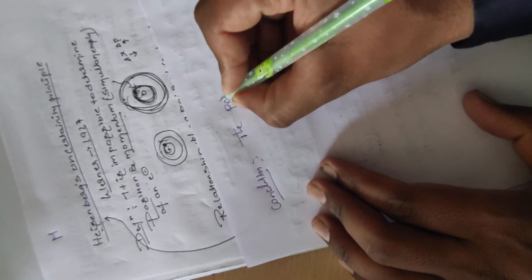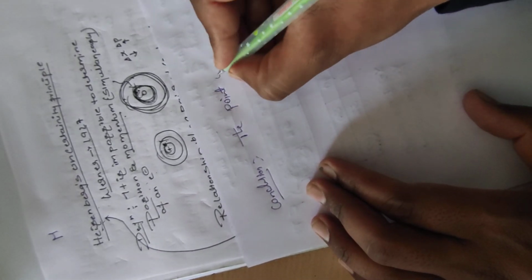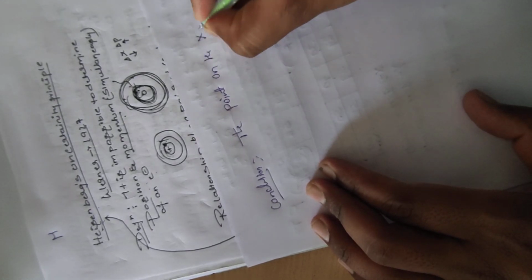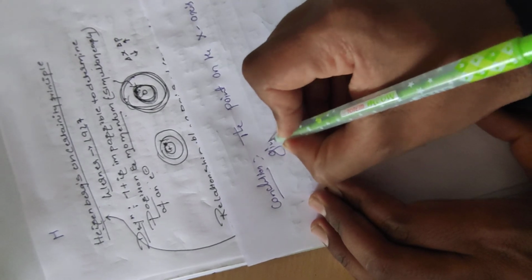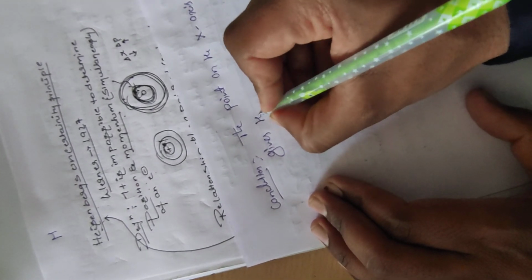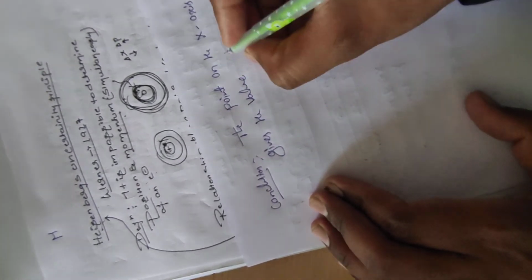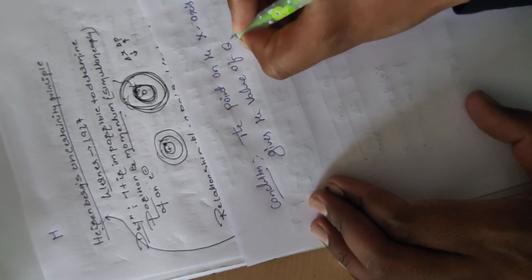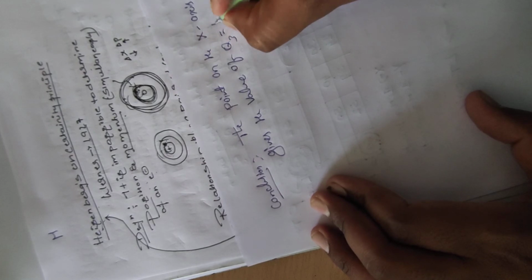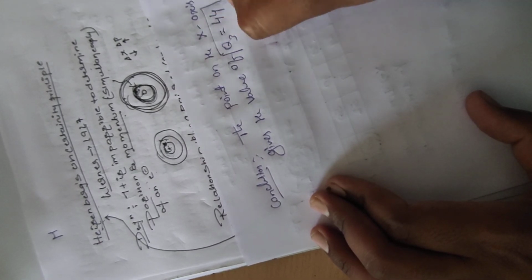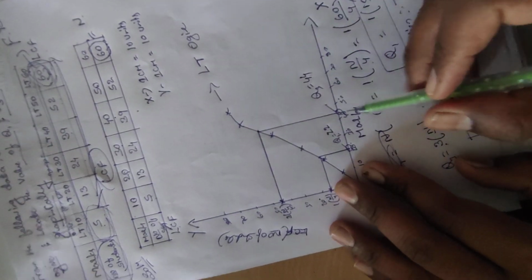The point on the x axis gives the value of Q3, which is 44. Okay students, so here it is 44.